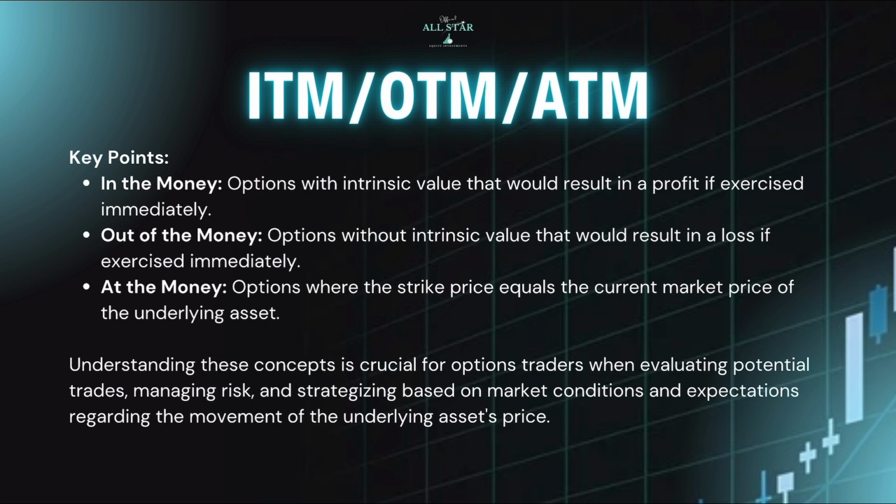Now, when you're looking at at the money contracts, these are options where the strike price equals the current market price of the underlying stock or ETF. So that's basically saying you're buying exactly at the money. If the stock price is the same as that strike price, you're buying at the money. Okay, so these are just different concepts you may hear from time to time. Keep them in mind. Again, always look at buying within the money.